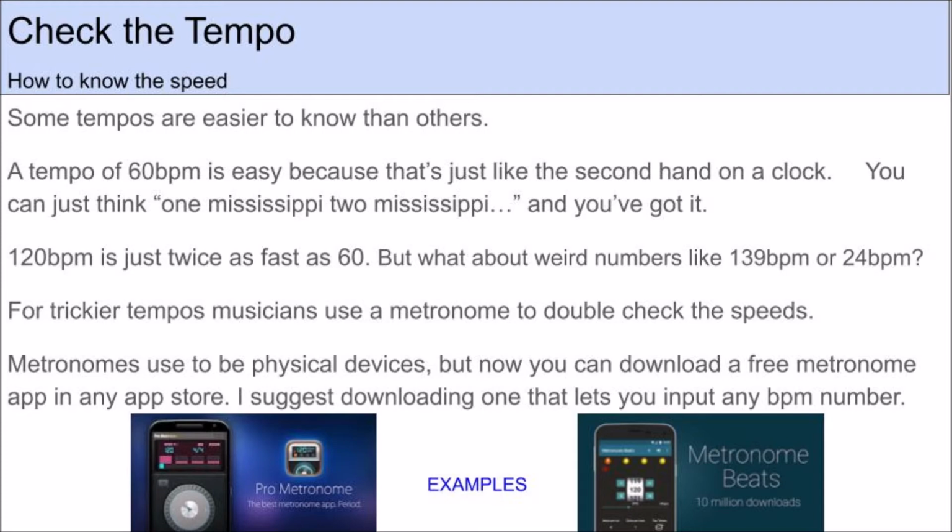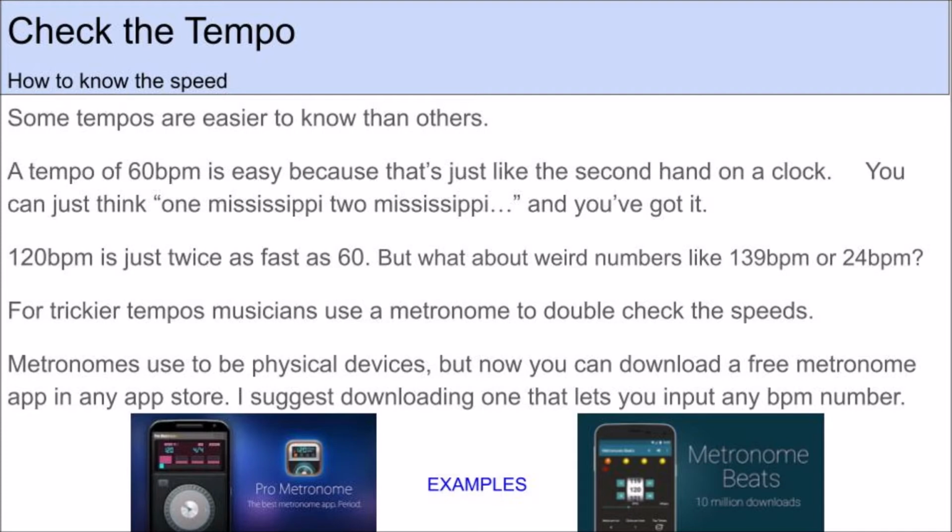You can download one from an app store. You can find a metronome video on YouTube or an in-browser metronome. If you just Google it, I'm sure you can find something. The best metronomes are ones that let you set the specific number that you are trying to find. Although if you are hard-pressed and you absolutely cannot get a metronome, there are some ways of figuring out how fast a tempo should be.